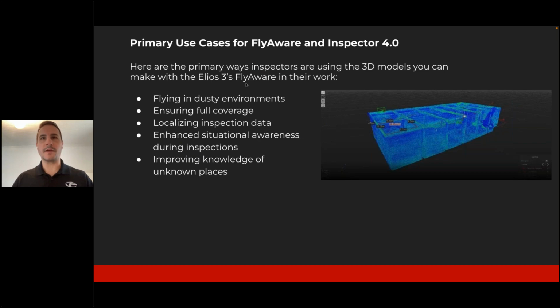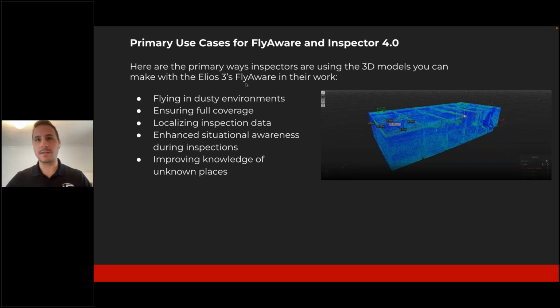So to start things off, I just want to highlight some of the main benefits and uses that people are seeing, and then we're going to look at some actual case studies. So one of the benefits you get from having a live 3D map made as the drone flies is if the environment is incredibly dusty and blocking your camera so that you're even visually blind, you can still see well enough so that you can actually fly. So flying in dusty environments is a really big benefit.